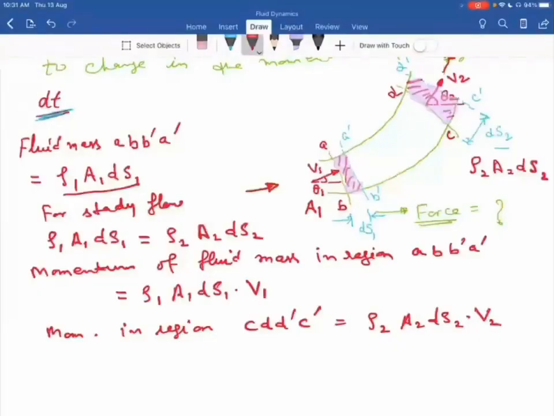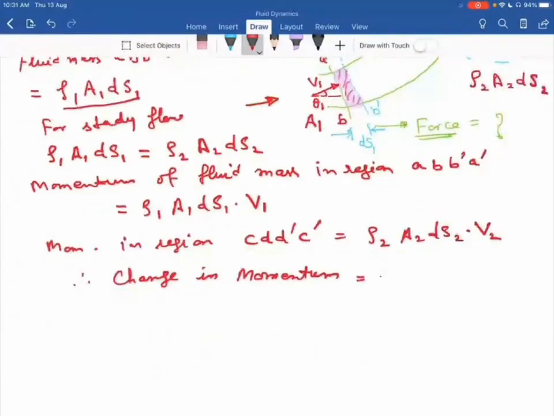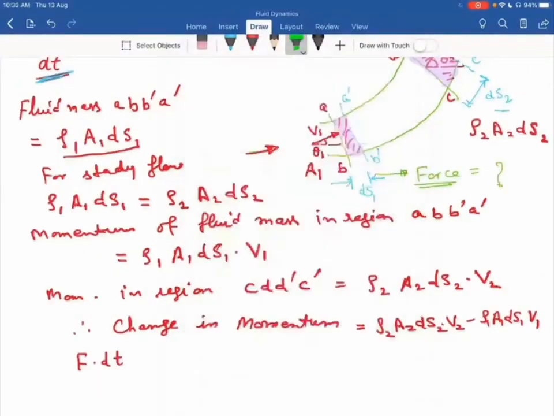Now I write the change in momentum. The change in momentum is the momentum of the leaving mass minus the momentum of the entering mass. So I write it as rho 2 A2 ds2 into V2 minus rho 1 A1 ds1 into V1. This is the change in momentum. Now, according to the impulse momentum equation, the change in momentum is equal to the impulse F dt, the impulse on the fluid in this area.